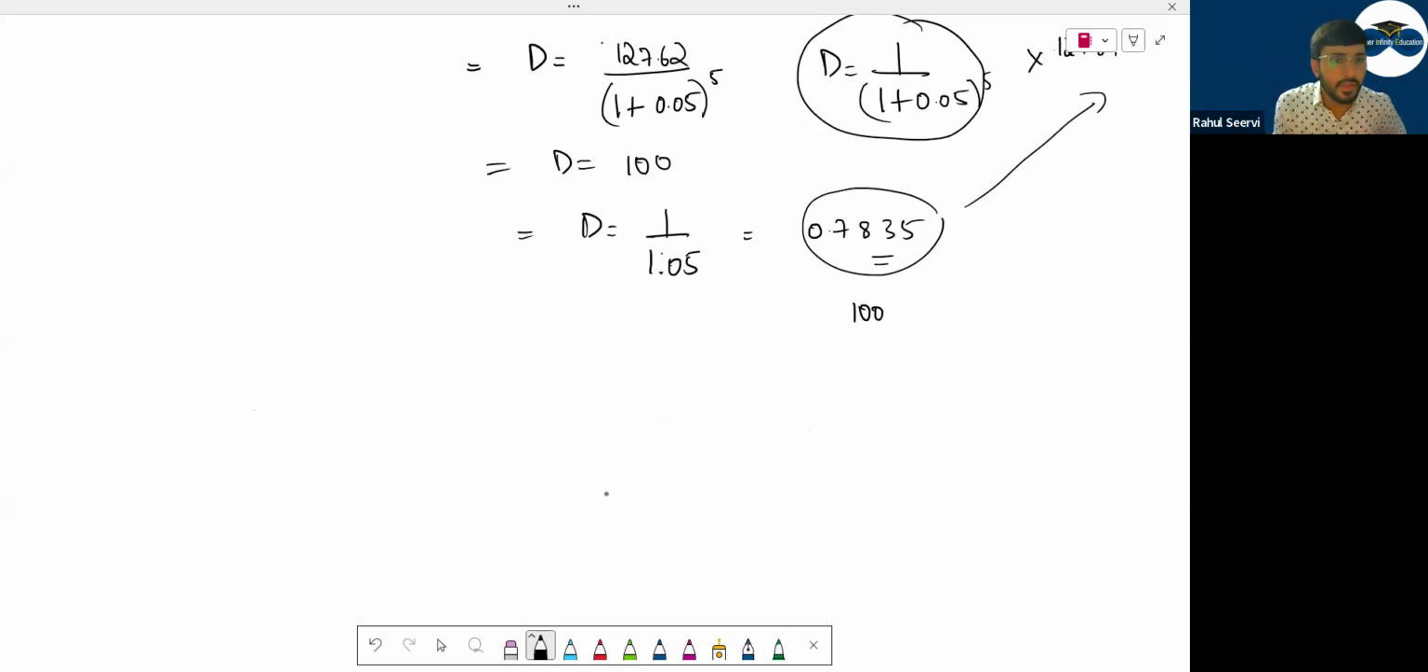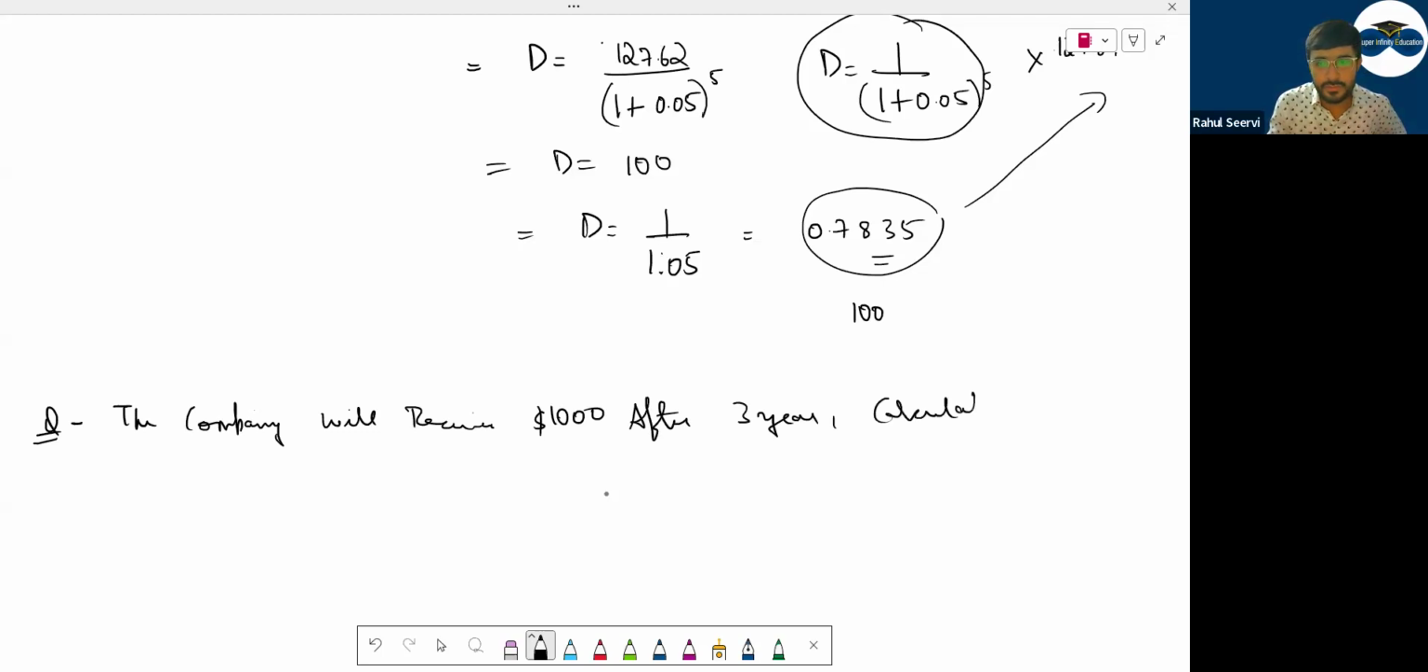Now again I'm giving a basic question to you. I say the company will receive $1,000 after 3 years. Calculate the value of 1,000 in today's terms. Calculate the value of 1,000.